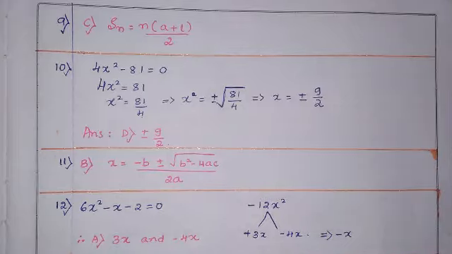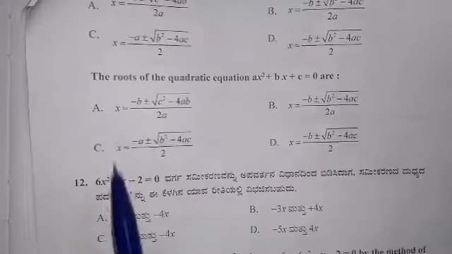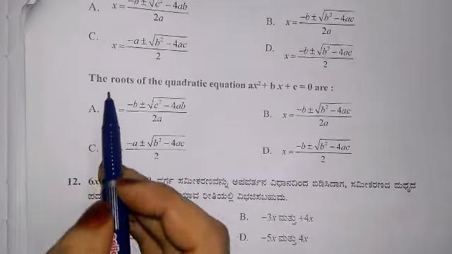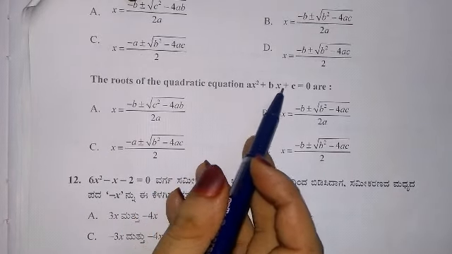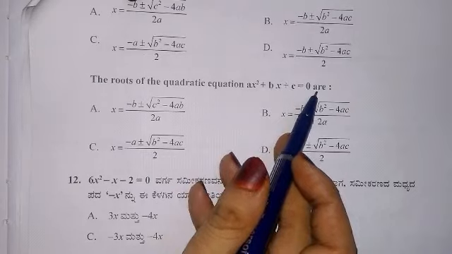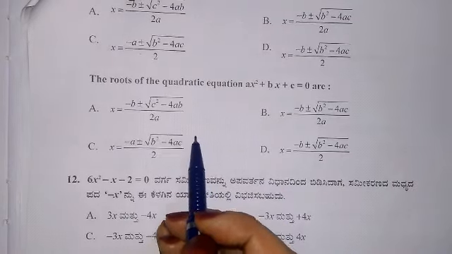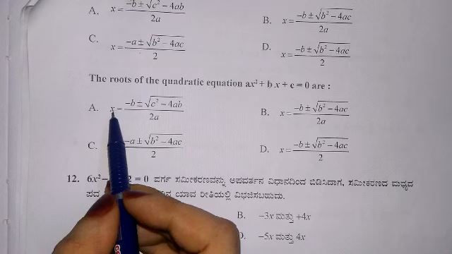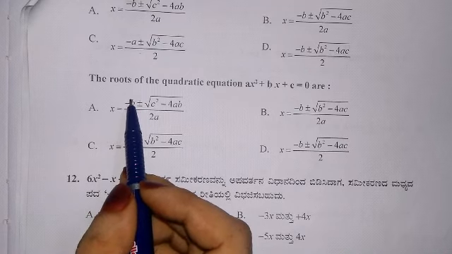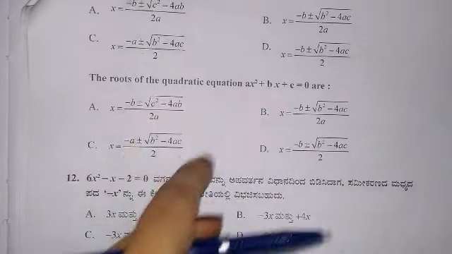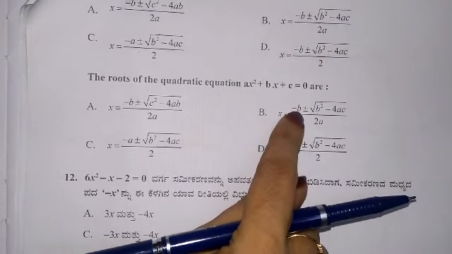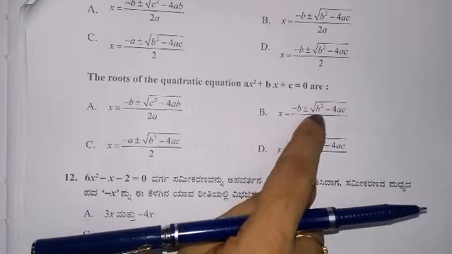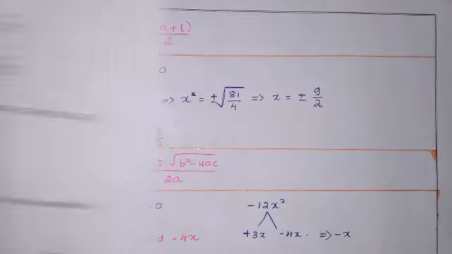The next question is question number 11. The roots of the quadratic equation ax square plus bx plus c equals 0 are. Which formula is correct? We know the formula properly. X is equal to minus b plus or minus root of b square minus 4ac upon 2a. So option B is the correct option, because our formula is minus b plus or minus root of b square minus 4ac upon 2a.